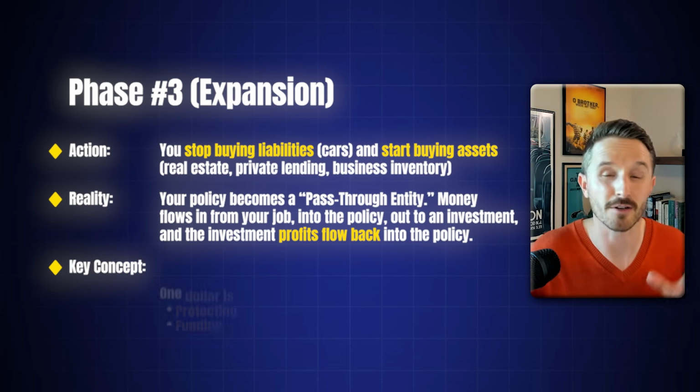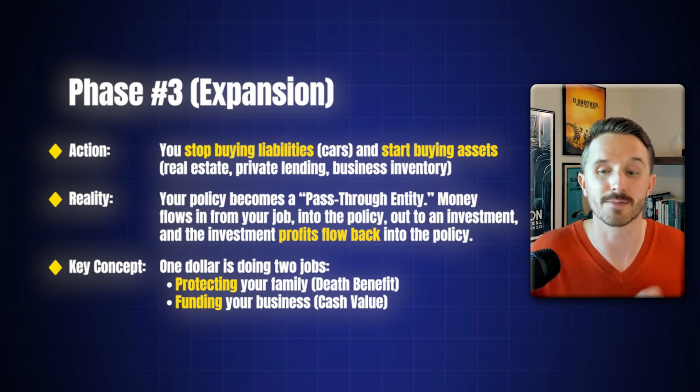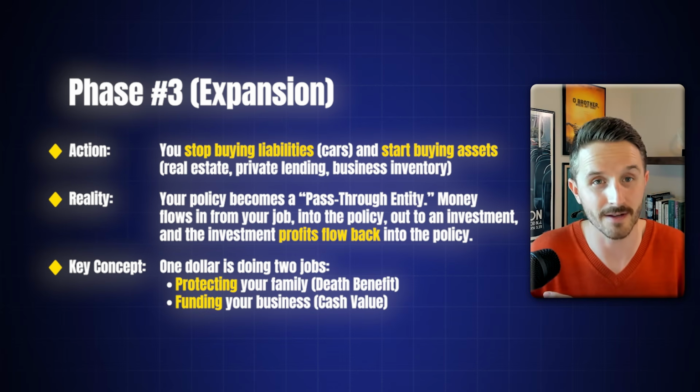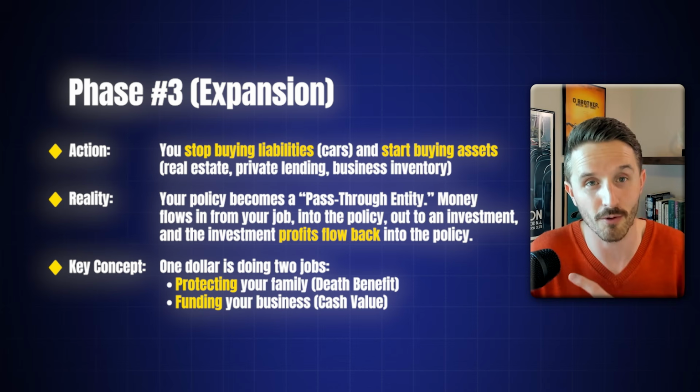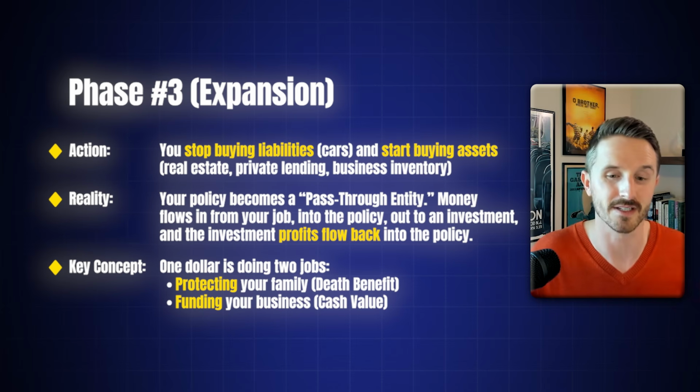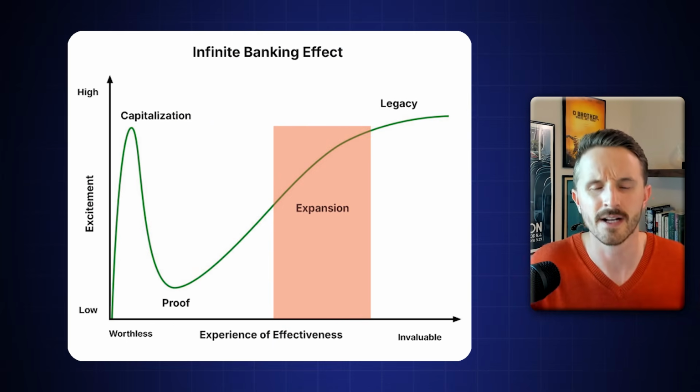Now, the key concept here is that $1 is doing two jobs. It's protecting your family with the death benefit, and don't forget the death benefit. Death benefit is so important this whole time. And it's now funding your business in the cash value. And so this right here is the expansion phase.